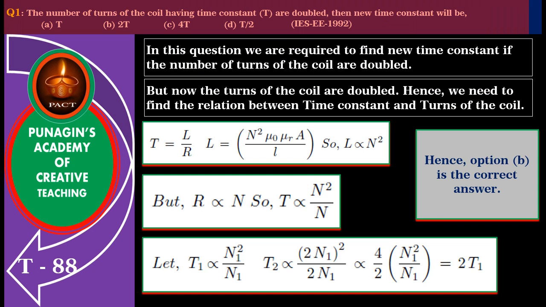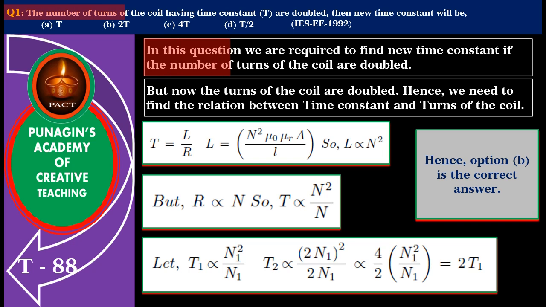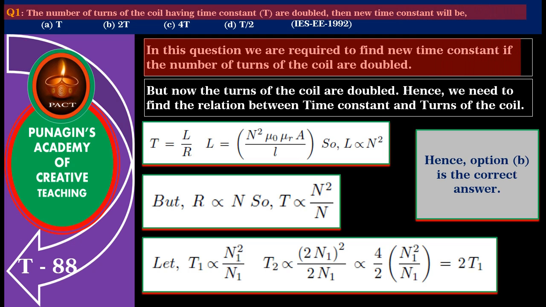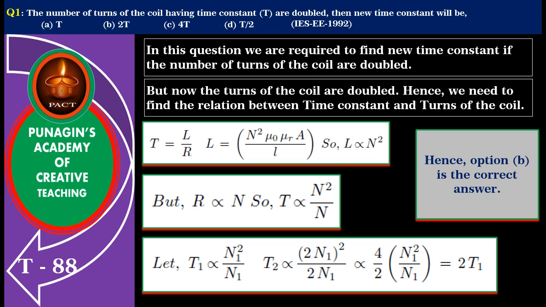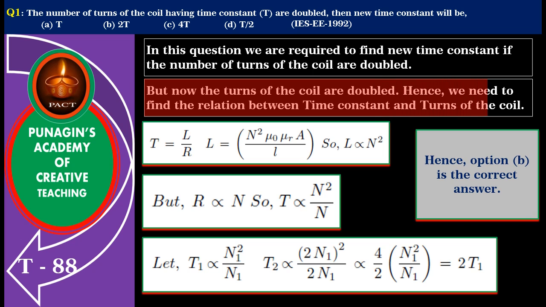Friends, let us solve question 1. In this question, we are required to find the new time constant if the number of turns of the coil are doubled. We know that the time constant of the coil T is equal to L divided by R. But now, the turns of the coils are doubled. Hence, we need to find the relation between the time constant and the turns of the coil.